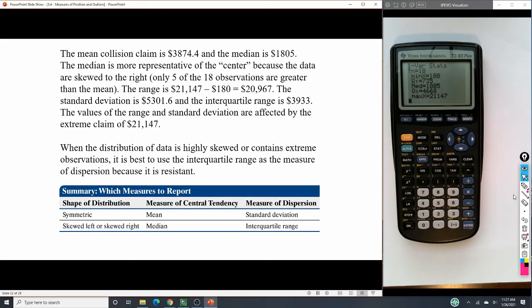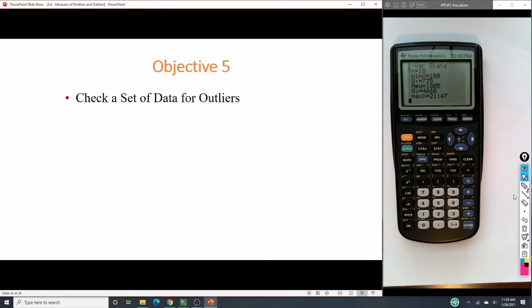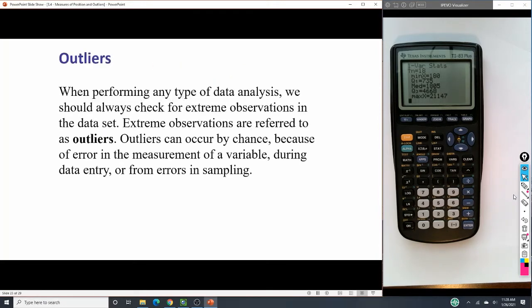All right, so again, just kind of remembering if we have symmetric, you want to use the mean for your central tendency and standard deviation for your dispersion. But if it's skewed left or right, you probably want to use the median or the interquartile range for your pieces. Okay. All right. Now the last thing is looking for outliers. Is a number legitimate within our group, or is it really kind of far outside of the rest of our group?